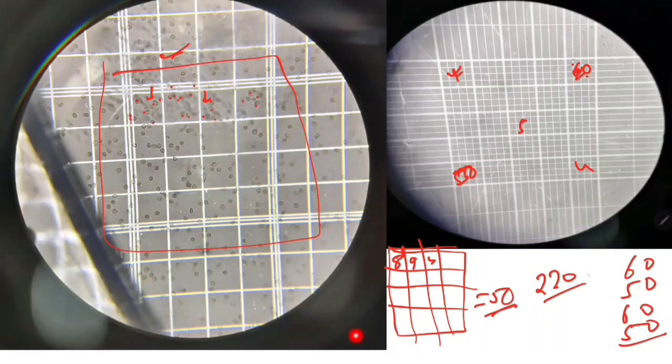220 cells. Okay, into that we have to multiply by 10,000, and then you will get the total number. Why 10,000?